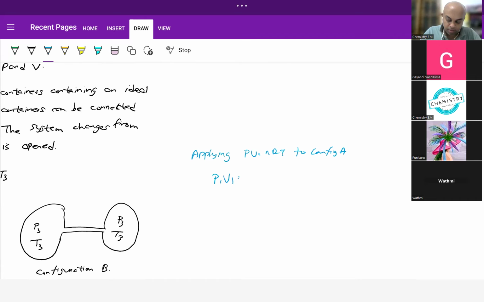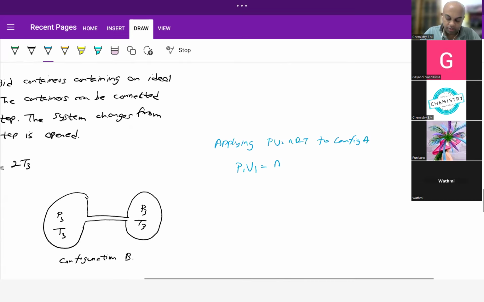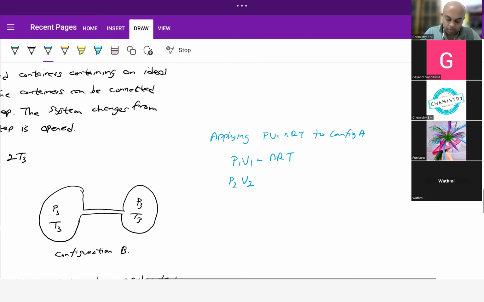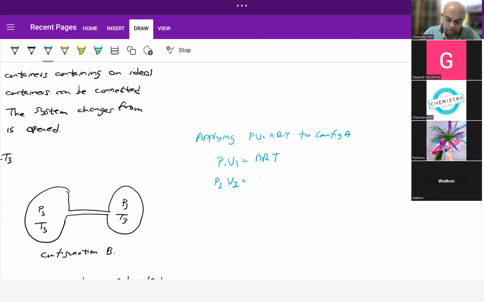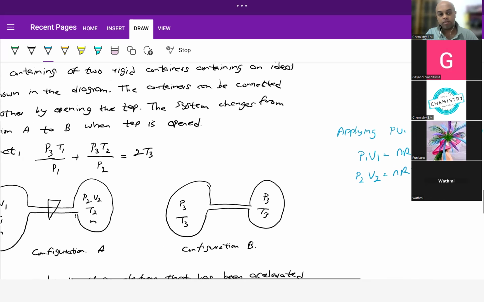P1 V1 equals n, which is the given one, RT1. This is for the first container. For the second container, P2 V2, you can see the pressure and the volume is given, equals nRT2. The temperatures are T1 and T2 because temperature and other things are given.